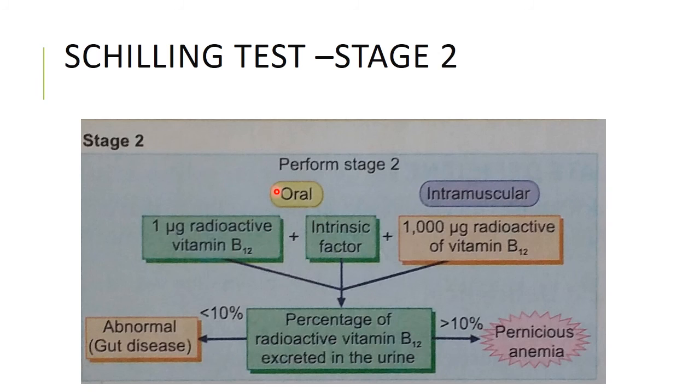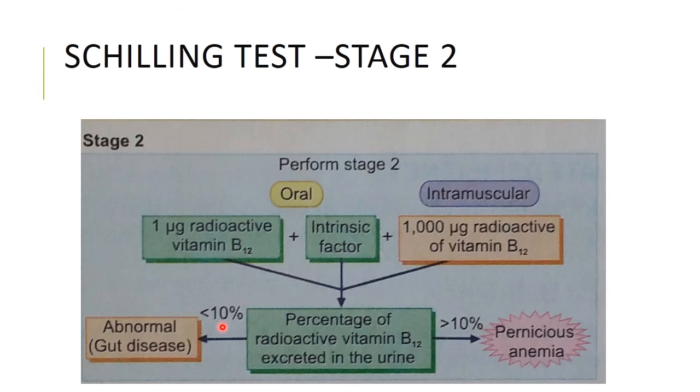Stage 2 is also performed by the same method as stage 1. Additionally, we have to introduce the intrinsic factor orally. So after 24 hours of doing this particular step, the 24-hour urine will be collected and checked for the concentration of radiolabeled vitamin B12. If it is excreting more than 10%, it indicates pernicious anemia, because in this stage 2 we have introduced the intrinsic factor, which indicates the patient was deficient in the intrinsic factor, so that upon supplying this intrinsic factor, he is excreting more than 10% of radiolabeled vitamin B12.